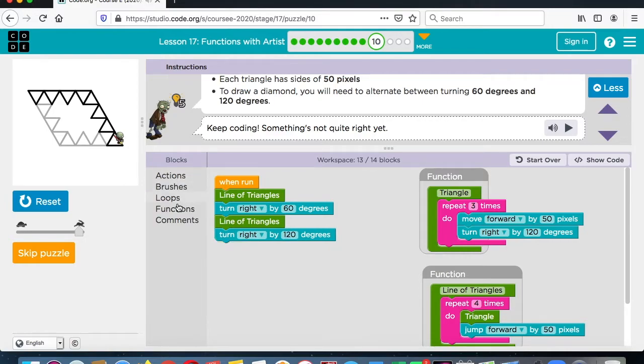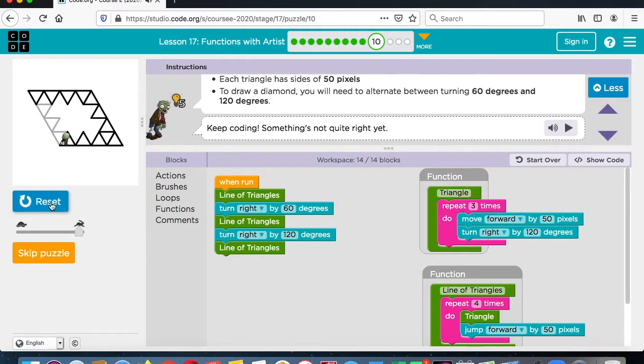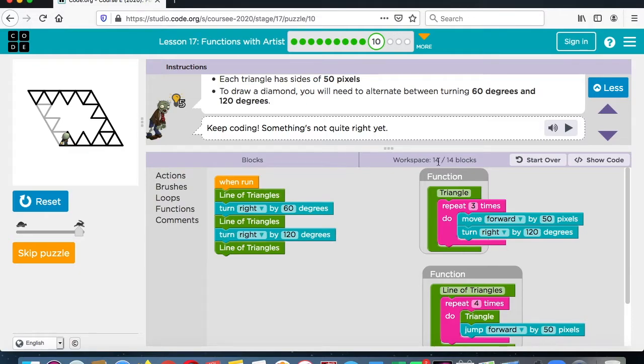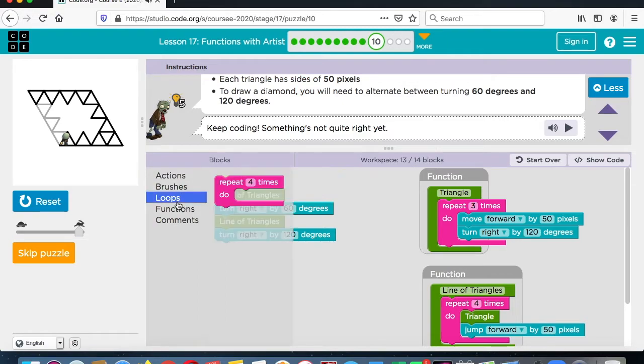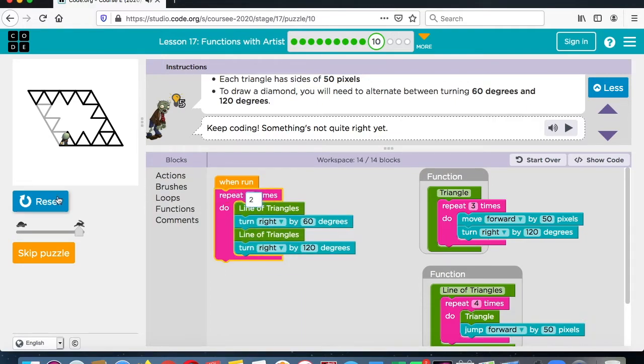And then what are you going to do again? Next you're going to do your line of triangles. So let's take a look at that. Then you're going to turn to the right again. Actually, they don't want you to use more than 14 blocks. So what you could do is you can repeat this, because I noticed they don't want you to go more than 14. So you just got to repeat this. That's what they want you to do. Okay, so repeat this 2 times, and then we'll take a look.